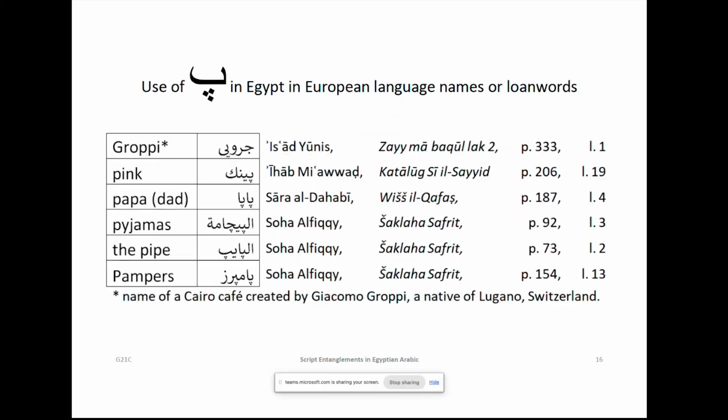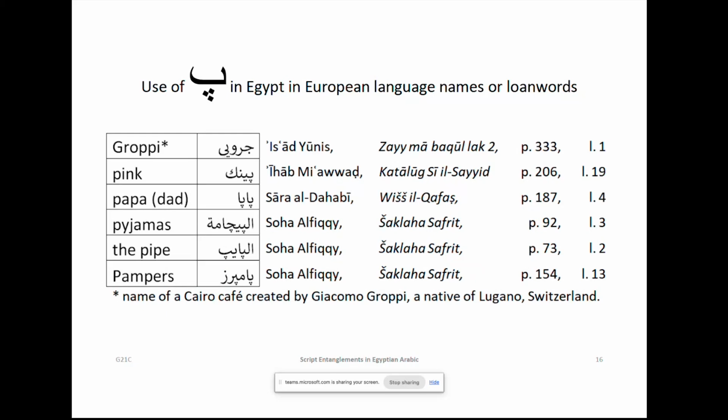Nine occurrences of ba with three dots are found in various published works where they transcribe p. They include loanwords, a brand name, and the name of Giacomo Groppi, the founder of a famous cafe in downtown Cairo, whose logo and facade still display the three dots. The rarity of this graph in the corpus, if we exclude the author we will mention next, reflects the difficulty many Egyptians and Arabs in general have in pronouncing voiceless p, this sound in foreign loanwords being commonly pronounced b.